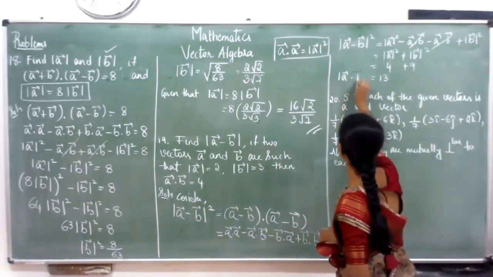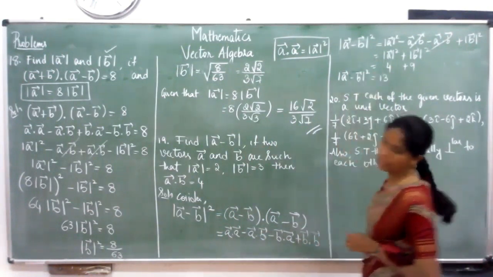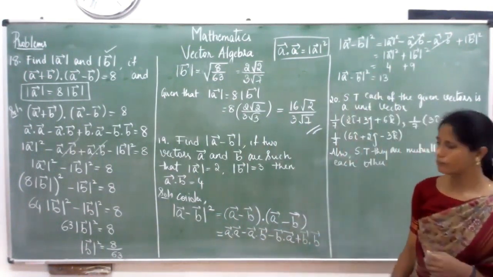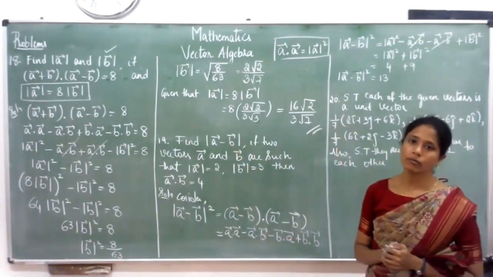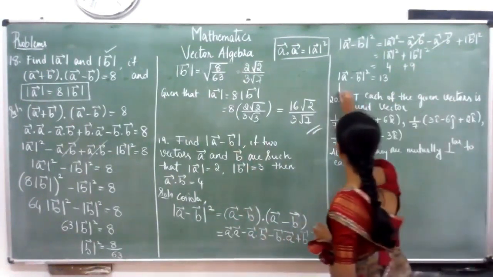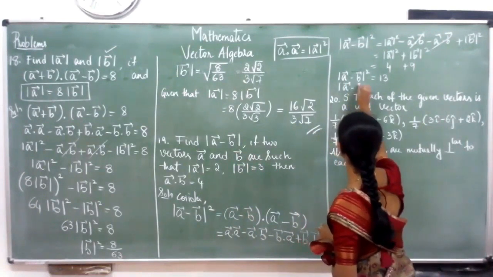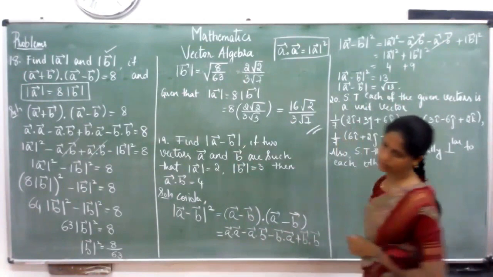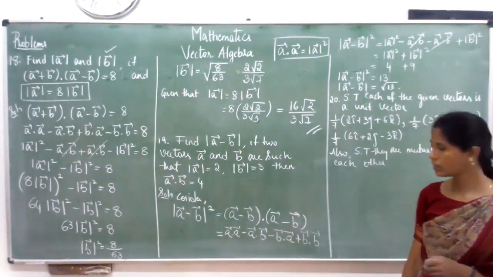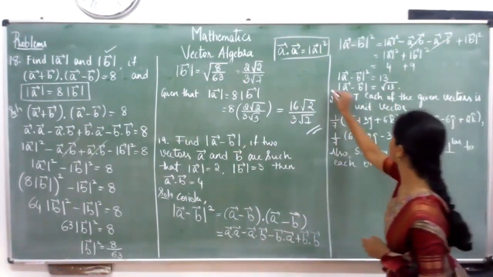This is the magnitude of vector A minus vector B the whole square. But we need only the magnitude of vector A minus vector B. So the magnitude of vector A minus vector B will be given as root 13. Okay. Next problem.